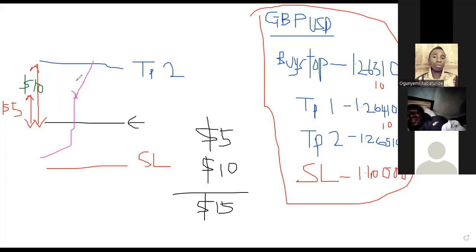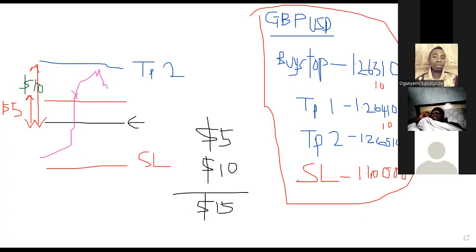So with this, now something came to my mind while I was making my research. Let's say, God forbid, after this thing struck TP1, this thing went up. It started misbehaving. It now started coming down. Do you know that you can move your stop loss? Like I taught you, you can now move this stop loss above this entry point.